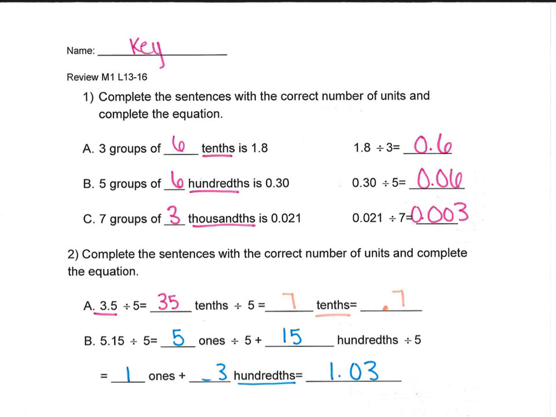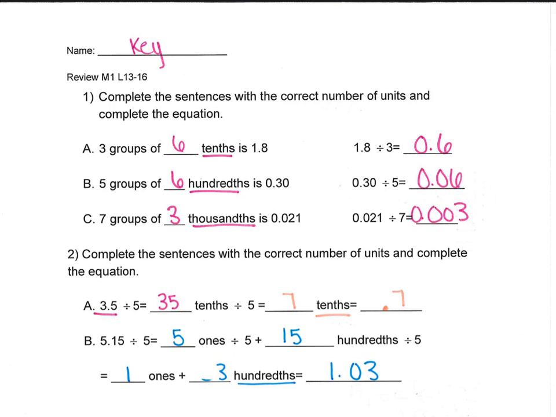Good evening. So we're going to go ahead and go over the review, Module 1, Lesson 13 and 16 for the progress check tomorrow. The first question, you're going to complete the sentences with the correct number of units and complete the equation. So you have A, which says 3 groups of blank tenths is 1.8.